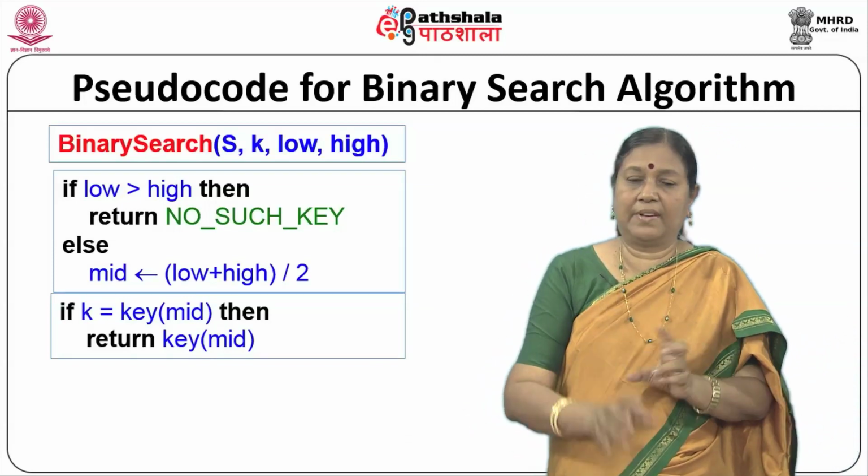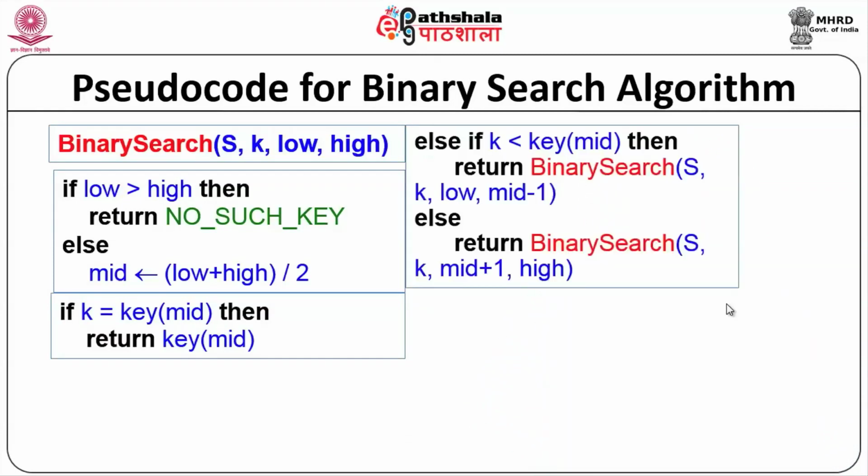It finds the mid value. If the key is less than mid, you return binary search, but now your new place to search is low and mid minus 1 instead of low and high, and otherwise you return binary search mid plus 1 and high. So, you keep recursively calling binary search.